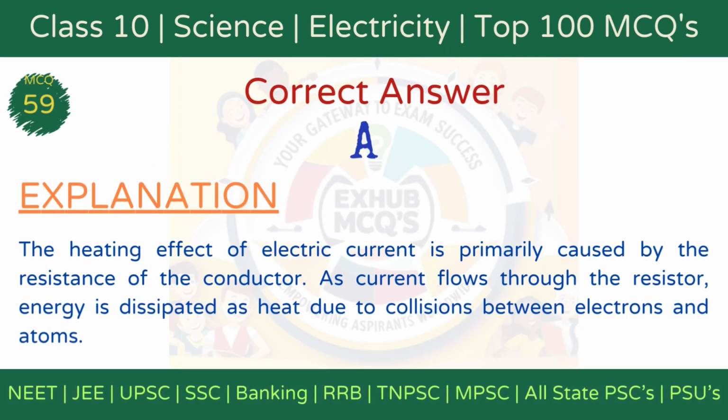The correct answer is option A, resistance of the conductor. Explanation. The heating effect of electric current is caused by the resistance of the conductor. When current flows through a resistor, energy is dissipated as heat due to collisions between electrons and atoms.